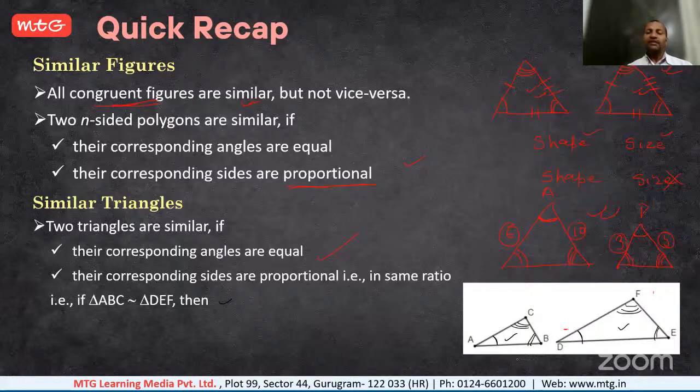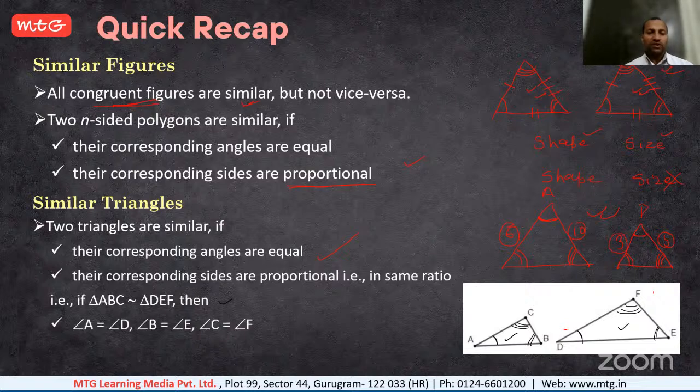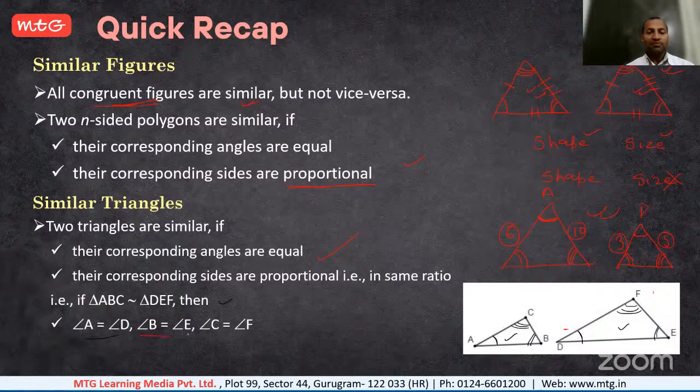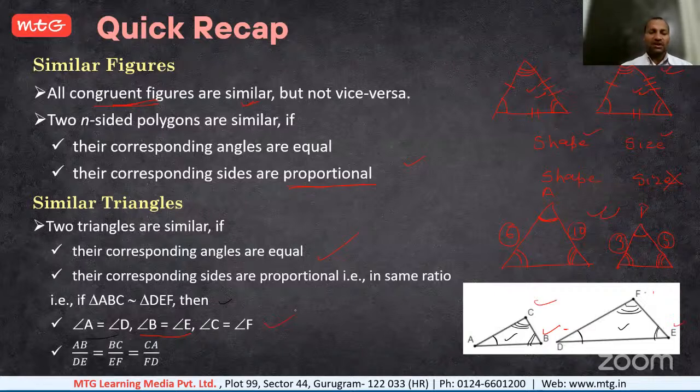Okay. And then the ratio of the sides. So here angle A is equal to angle D. Angle B is equal to angle E, and angle C is equal to angle F. That is the one condition.